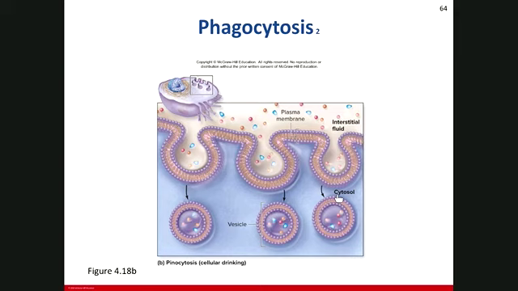We can divide endocytosis into two different groups. One group of endocytosis is called cell drinking, or pinocytosis. One type of endocytosis is called cell eating, or phagocytosis. And now I want to show you these two different pathways.